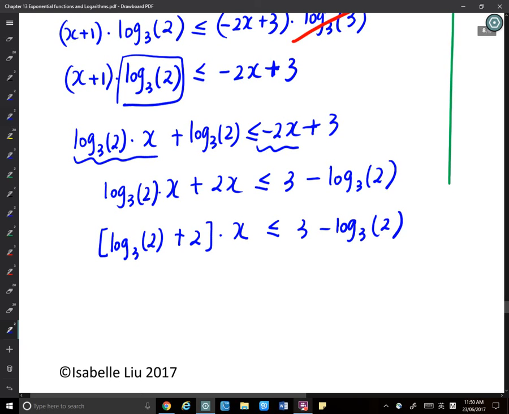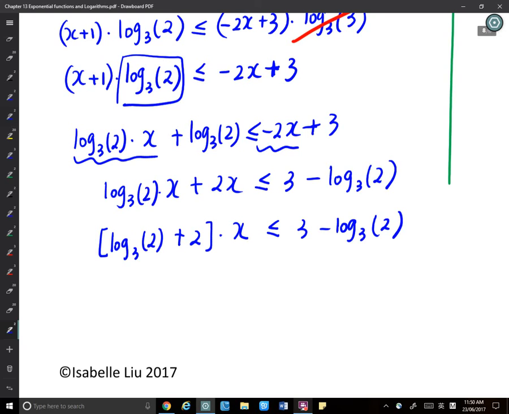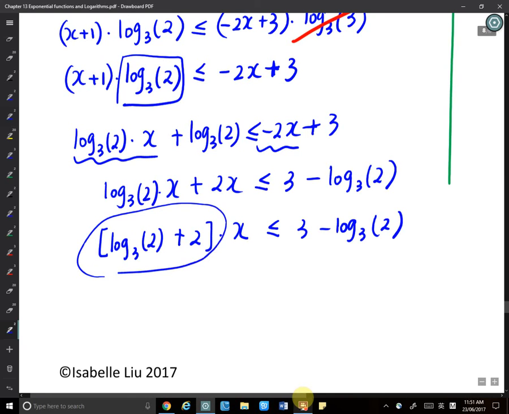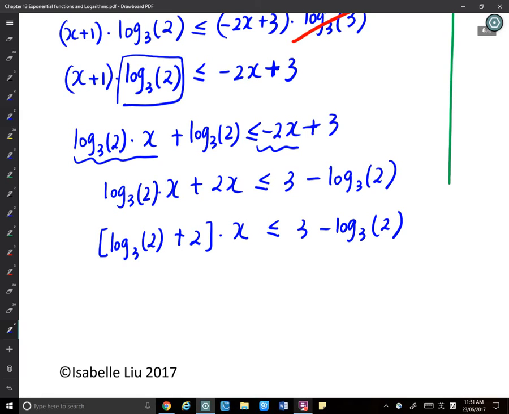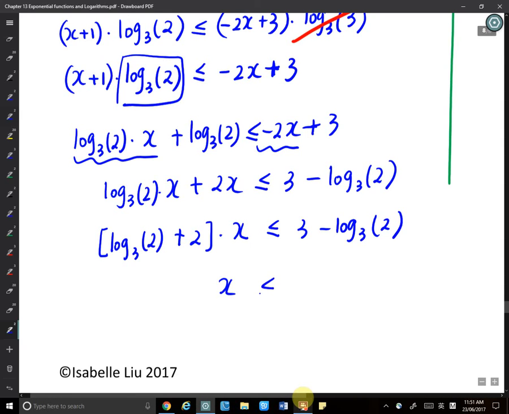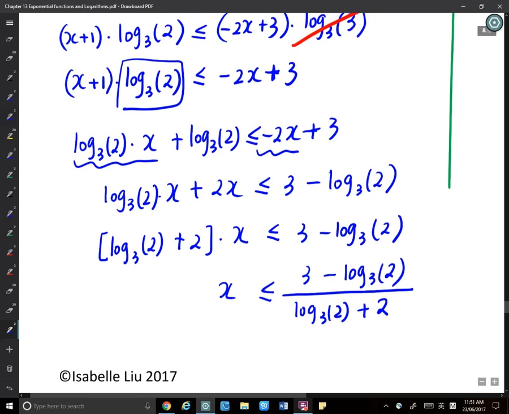Collecting all the x terms, find how many x you have, and you divide by this number. This number is greater than 0. Log 3 of 2 is positive because they're both greater than 1, plus 2 is even bigger. So I have x less than or equal to (3 minus log 3 of 2) divided by (log 3 of 2 plus 2). That is the final answer.